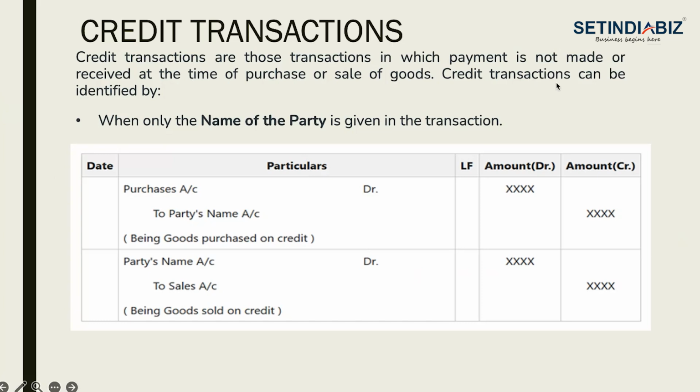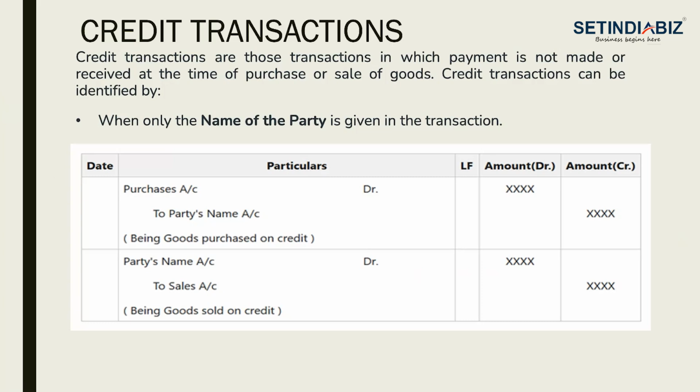Now, what are credit transactions? Credit transactions can be identified only when the name of the party is given. How will we record? If the party's name is not there, how can we record those journal entries, those financial transactions?